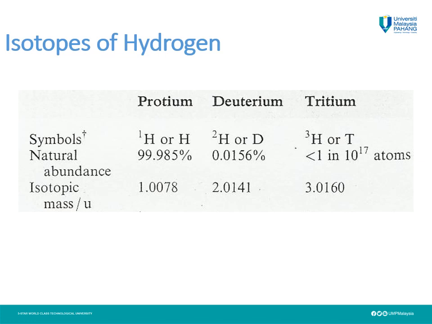For protium, or H1, the natural abundance is 99.985%. For deuterium, or H2, the natural abundance is 0.0156%. It is very small. And for tritium, the natural abundance is less than 1 in 10 to the power of 17 atoms. It is a very low abundance of tritium.